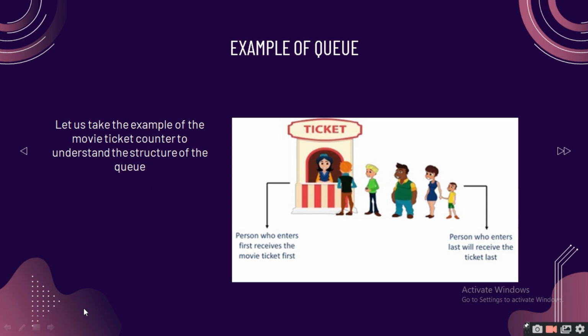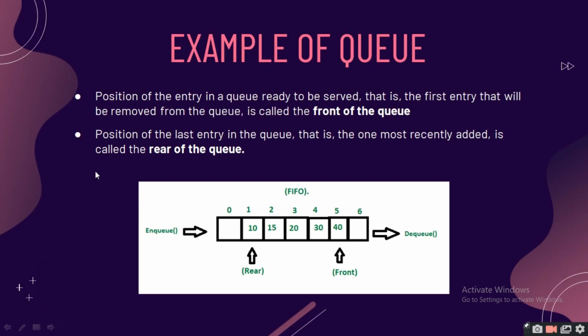Now we will see some important terms in a queue. Here we can see the queue data structure. We are giving two terms, rear and front. Front is the front of the queue, that is the position of the entry that is ready to be served. That is the first element of the queue, and that will be deleted first.